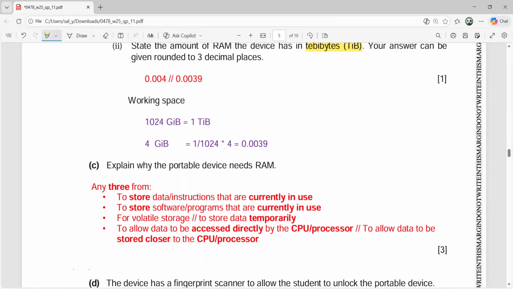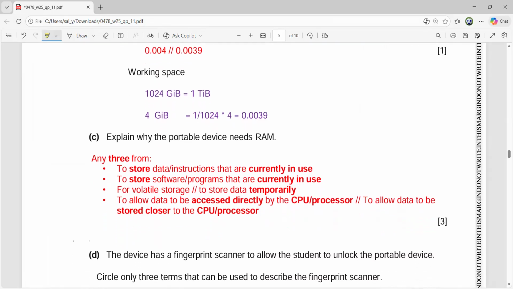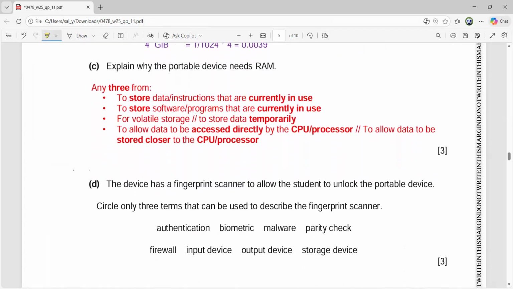Part C. Explain why the portable device needs RAM. Why RAM is needed, and it's a 3-mark question: to store data or instructions that are currently in use, to store software or programs that are currently in use, for volatile storage, or to store the data temporarily, to allow data to be accessed directly by the processor, to allow data to be stored closer to the CPU or the processor. So if you have mentioned any of these 3 points, then you will be able to score 3 out of 3.